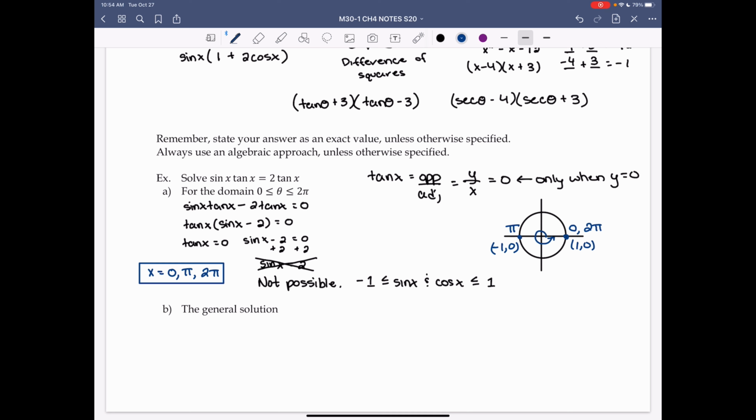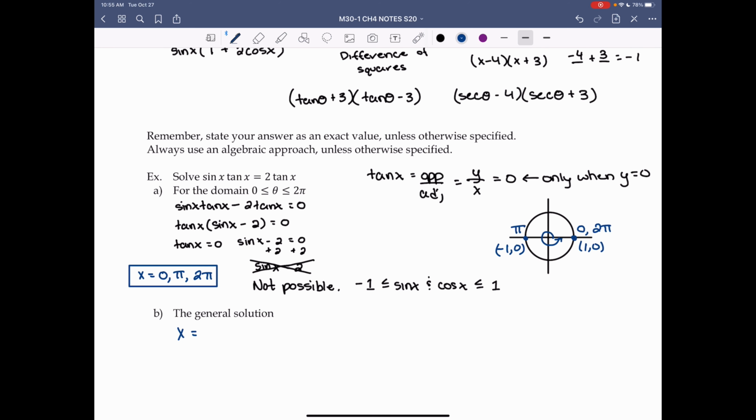Part B, write the general solution. Notice that our points are pi away from each other. So we don't have to write 2 separate equations. We can just write 1. We would have x equals, our smallest non-negative angle is 0 radians, so we can write 0 plus pi n, where n is an element of the integers.